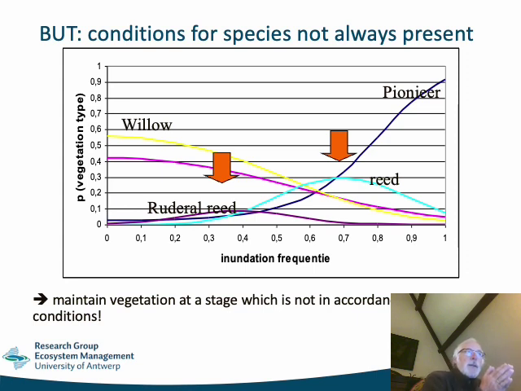But the maintenance, in fact, you are reducing the willows to get the reed, but the reed there is then occurring in a situation which is not in equilibrium, because under normal conditions you would have willows, which means that you will have to continue the management forever and ever, because you are maintaining a vegetation which is not in accordance to the abiotic conditions.